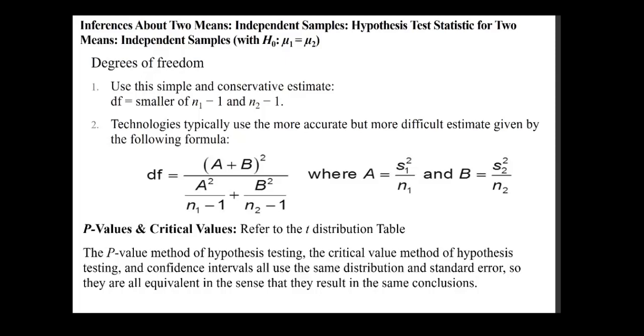So the p-value method, the critical value method, and confidence interval all use the same distribution and standard error, so they are all equivalent in the sense that they result in the same conclusion.